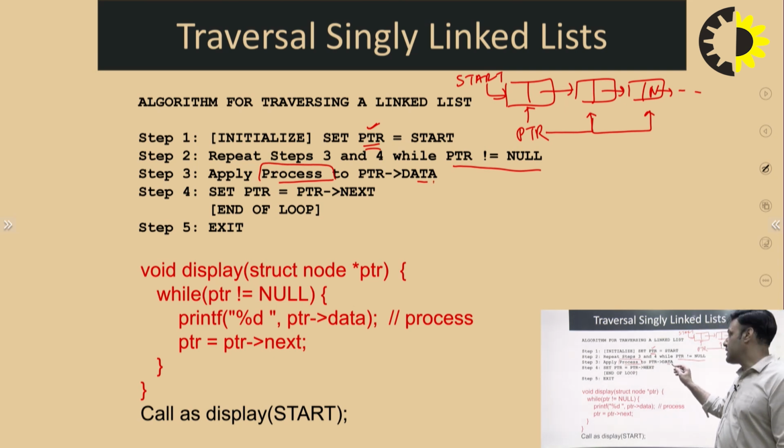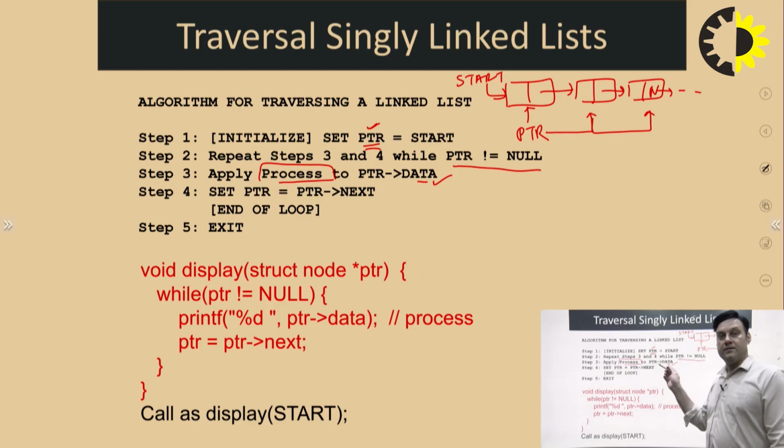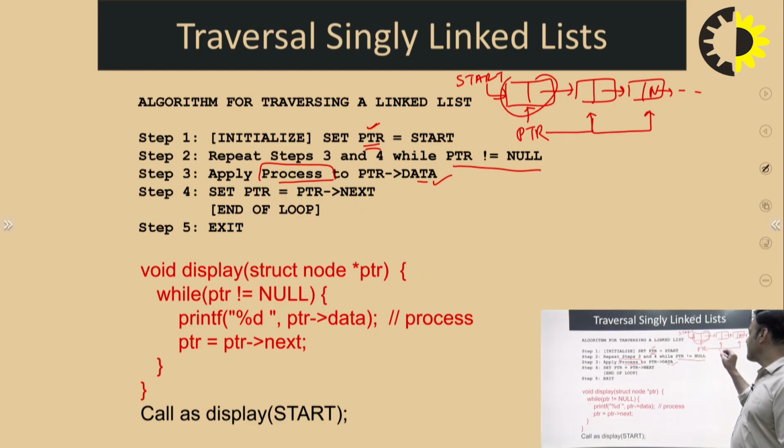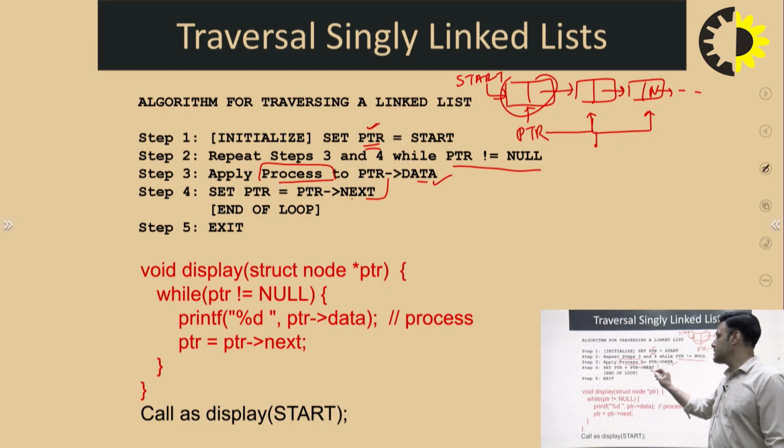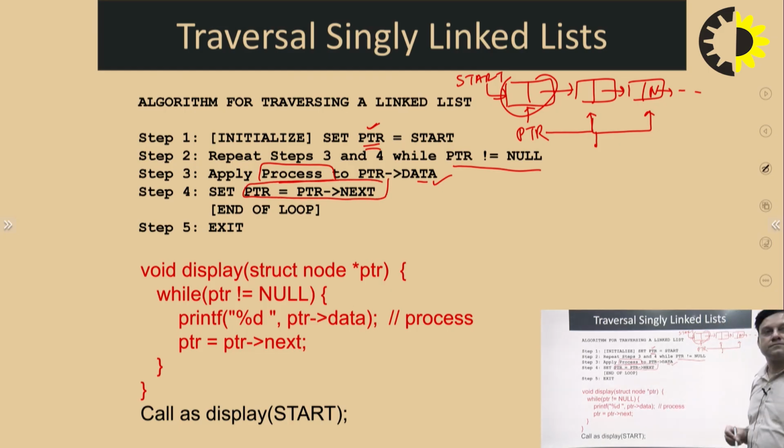Apply process to ptr data. We will process this first node, then ptr will be incremented using this statement. Or we can write here ptr is equal to link ptr. We can write this also.